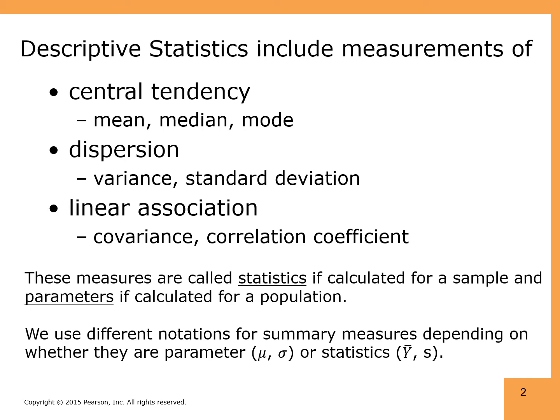So here, when you're talking about the mean or average of the population, we use the Greek letter mu. And if you're talking about the mean or average from a sample, then we use the letter Y bar. Similarly, if you're talking about standard deviation from a population, then we use the Greek letter sigma. Whereas if you're talking about sample standard deviation, then we use the notation S.